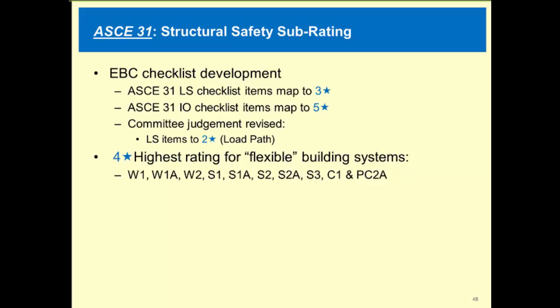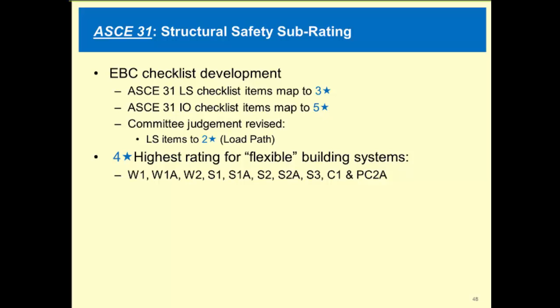And then we applied a little bit of committee judgment to revise particular life-safe checklist items that we thought could potentially be a global collapse hazard or a local collapse hazard. And so if we thought either of those would be a local or global collapse, we would modify that from a 3-star to a 2-star.